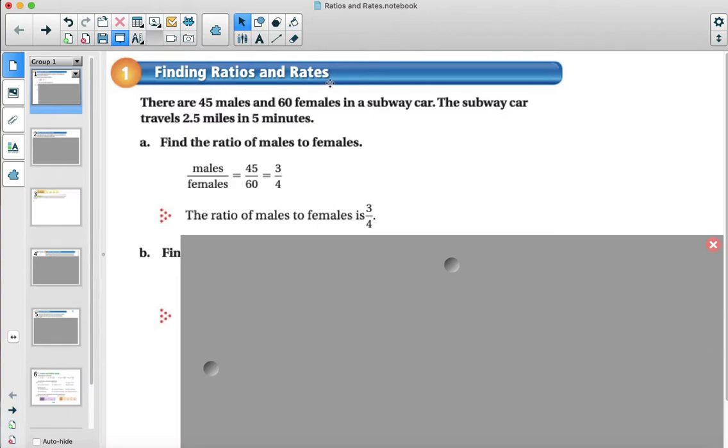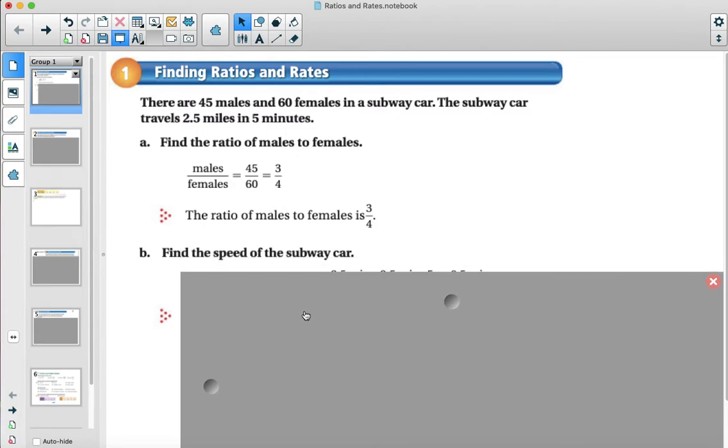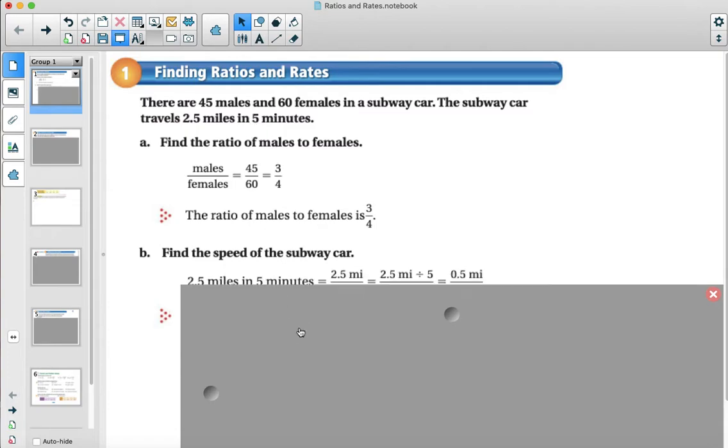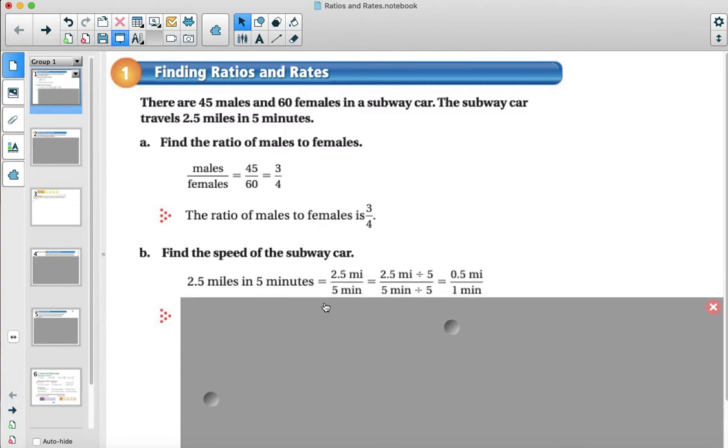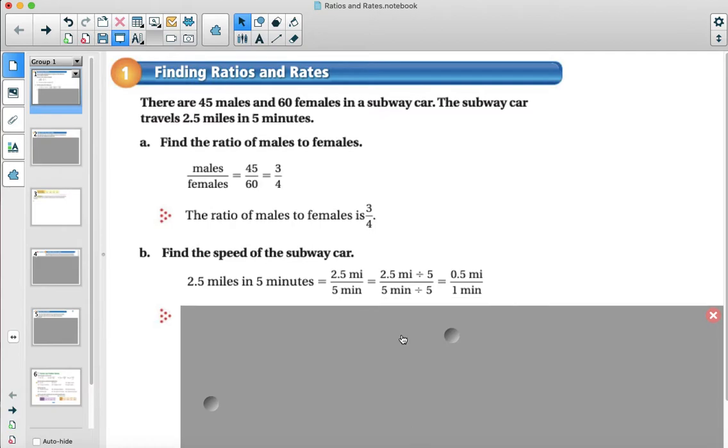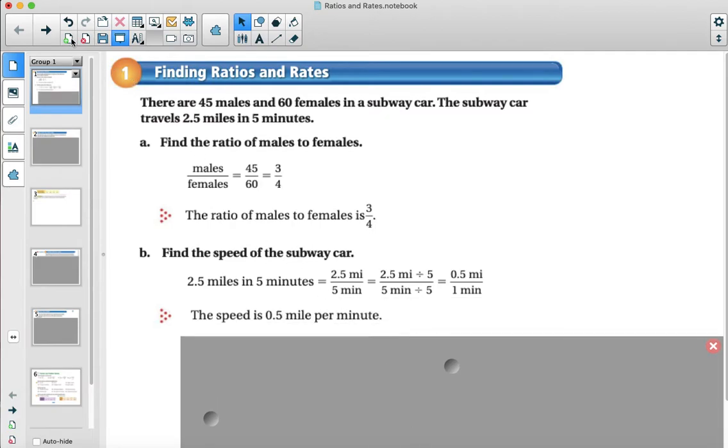A rate, oftentimes you'll use when you're talking about traveling and distance. So in this example, we want the speed of the subway car, and we want to know how many miles per minute in this case. So what we're going to do is divide each of these by 5, so we have 1 in the denominator, so 1 minute down there. So you would go 0.5 miles, or a half a mile, in 1 minute. Okay.